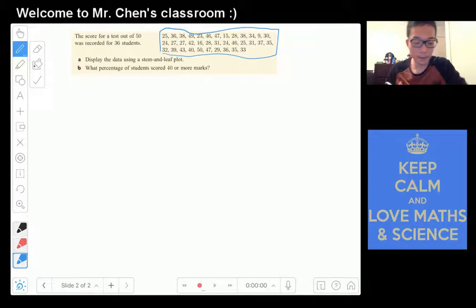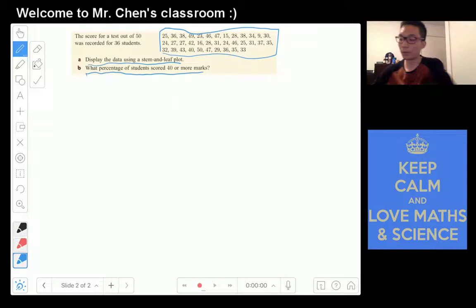Once you have the data set here, the question is asking to display the data using a stem and leaf plot. No worries, straight away we know that this data has many different data values. The second question is: what percentage of students score 40 or more points? So let's get into it. If possible, pause this video and try that stem and leaf plot first before you look at the answer.